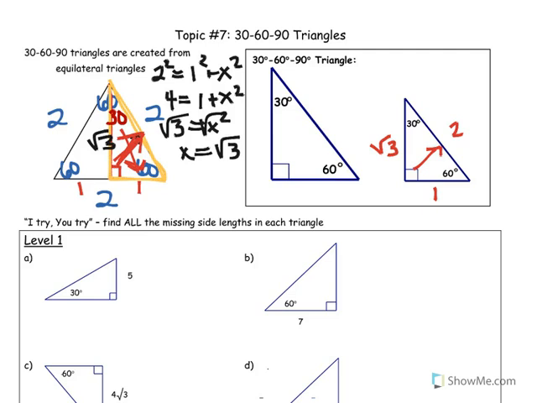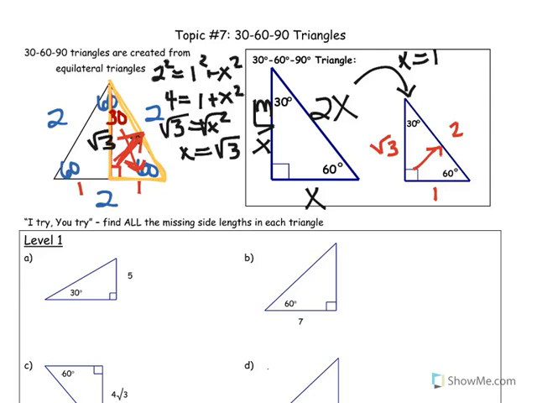But again, like we did with 45, 45, 90, we can scale this up or down as much as we want. So really, the side lengths will become x, 2x, and x root 3. And this example here is just plugging in the number x equals 1, just like we did before. Okay? So let's look at some examples.